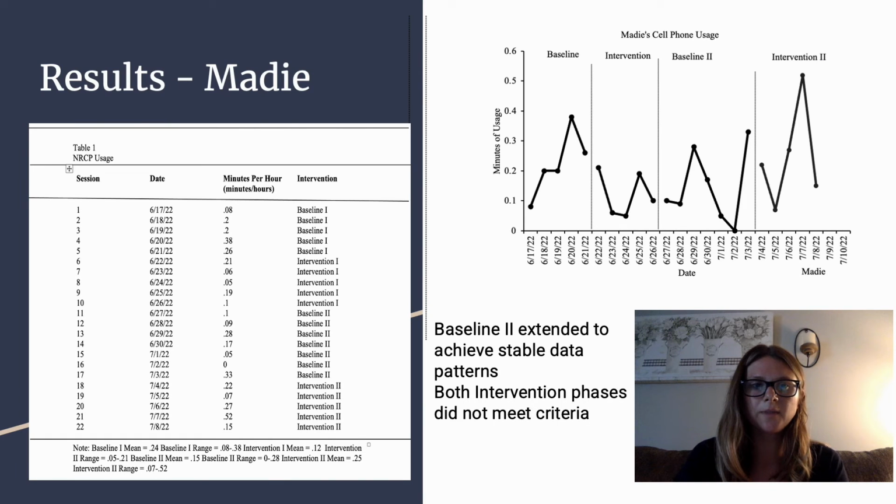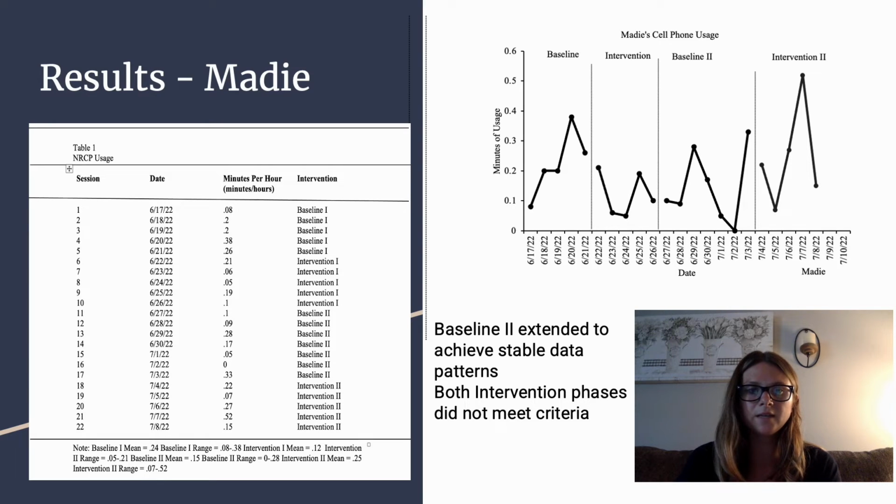Here are the results of my data. The first baseline mean was 0.24 and the range was 0.8 to 0.38. The data showed an overall upward trend, so extended data collection was not needed. The first intervention phase had a mean of 0.12 and a range of 0.5 to 0.21. The first intervention phase did not meet criteria for the group contingency.